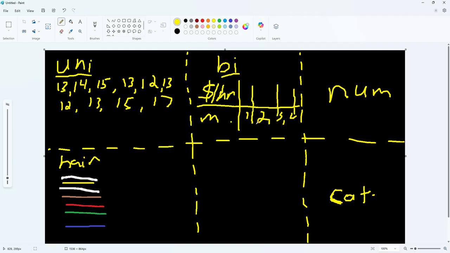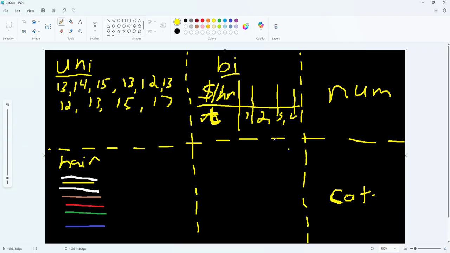But this also could be categorical. Let's use time instead. Maybe you get different rates: at time one, you were making this much money per hour; between these 2 hours, you were making this much money per hour, something like that.